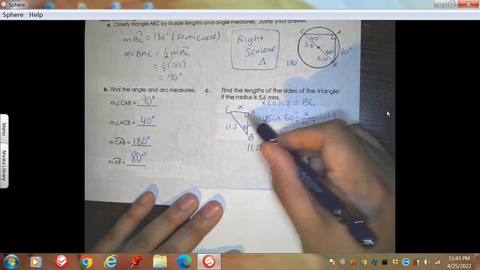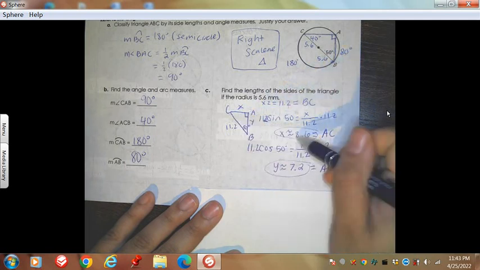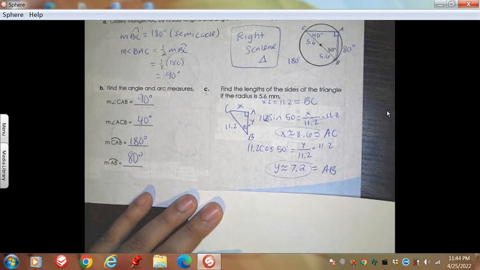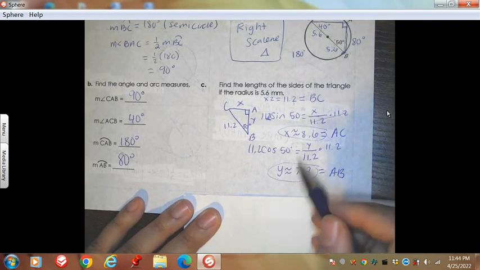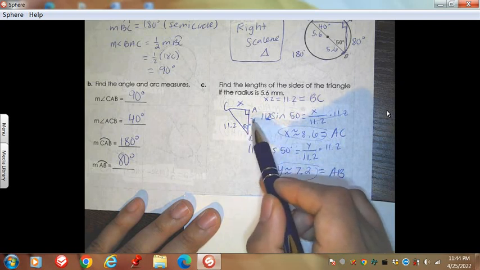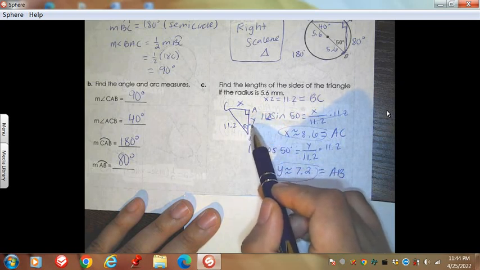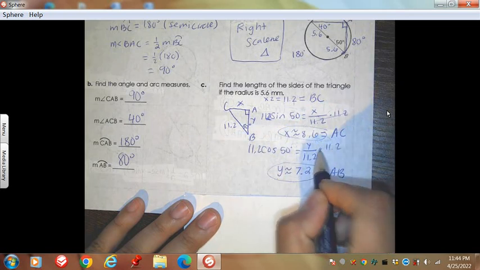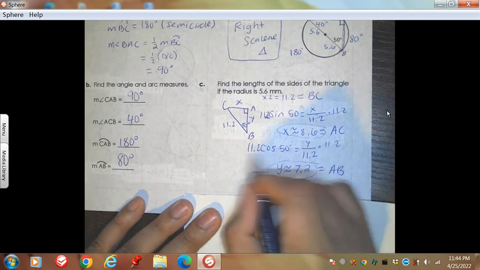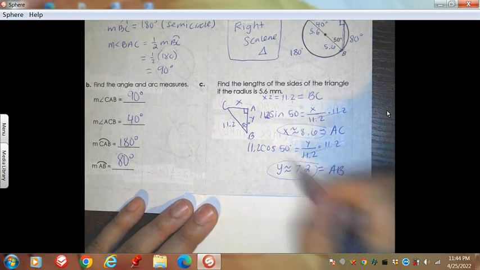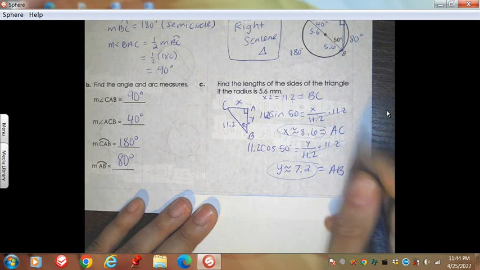This is AC. Okay, so once you know that measurement, you can either use Pythagorean theorem now, or you can do it one more time. You could say cosine of 50, because it's using this side now, the angle, and the side closest, the adjacent side is y over 11.2, and then multiply by 11.2. You would type that into your calculator, 11.2 cosine of 50, it comes out to 7.2, and that would be AB.